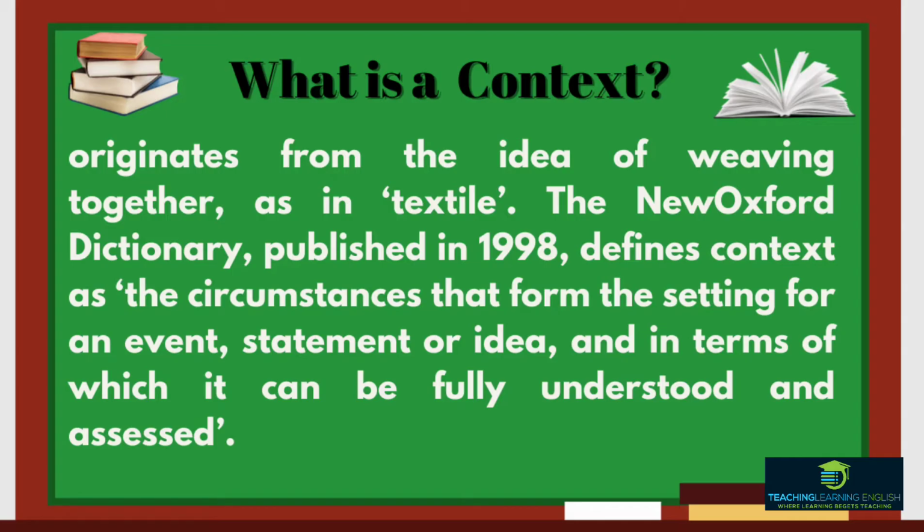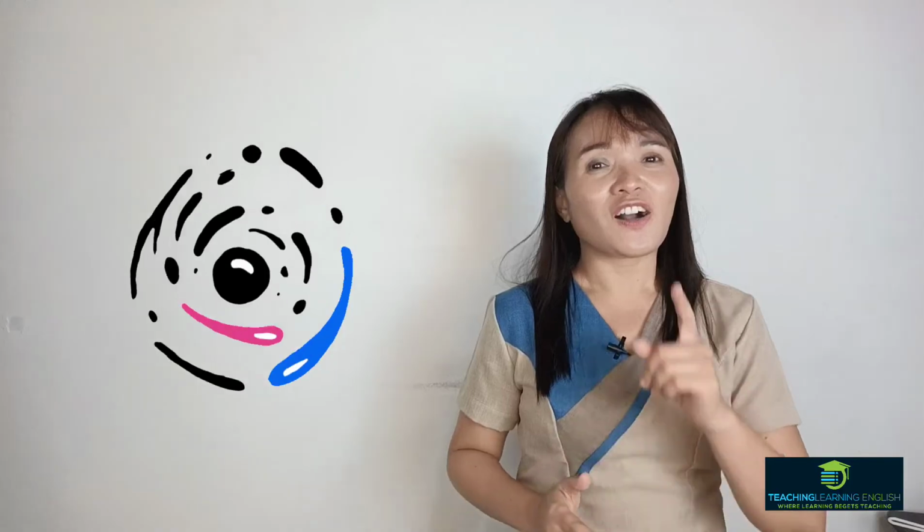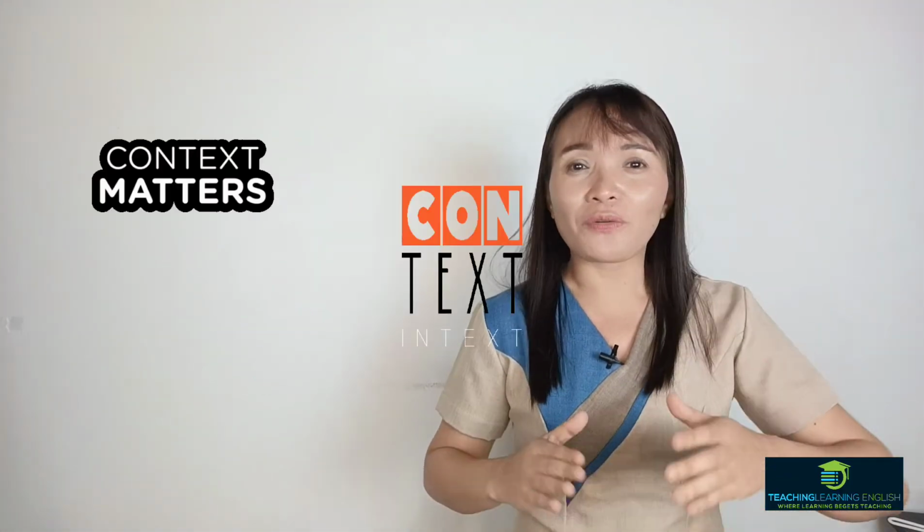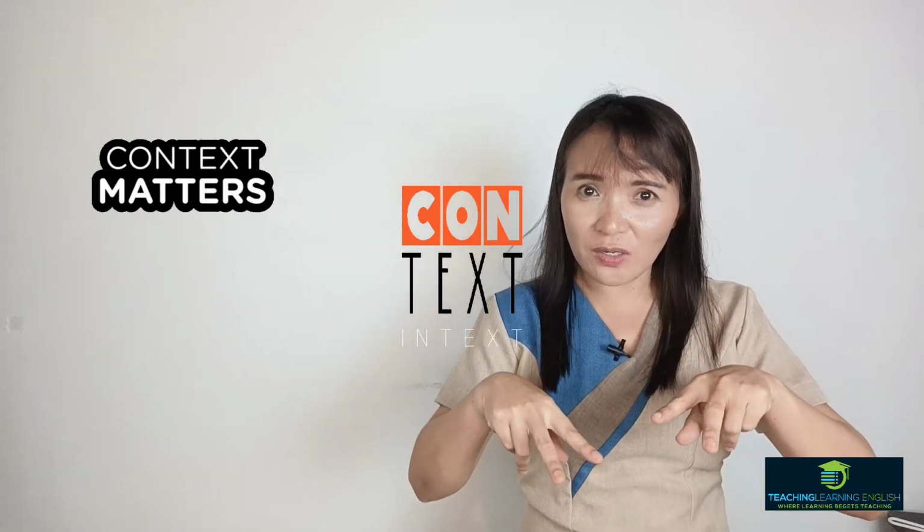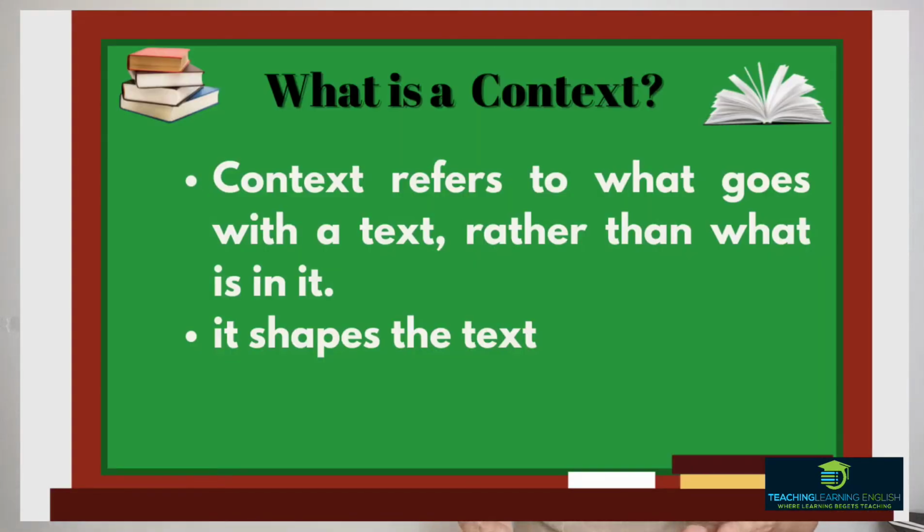In other words, instead of looking at small bits of a text in predictable ways, exploring context involves much bigger issues. The circumstances that contribute both to its production by the author and to its reception by the reader. Context refers to what goes with the text rather than what is in it, meaning it shapes the text.